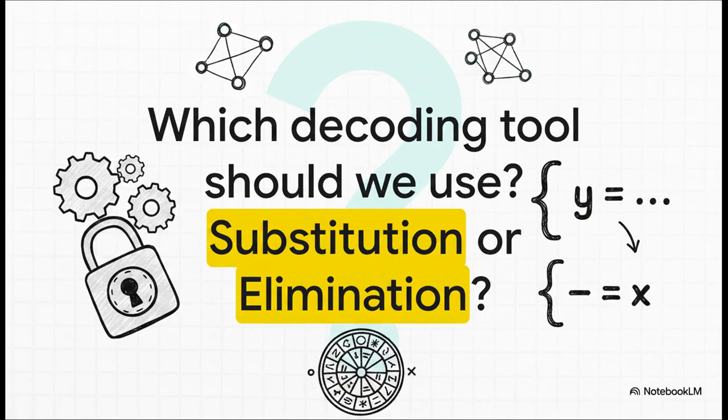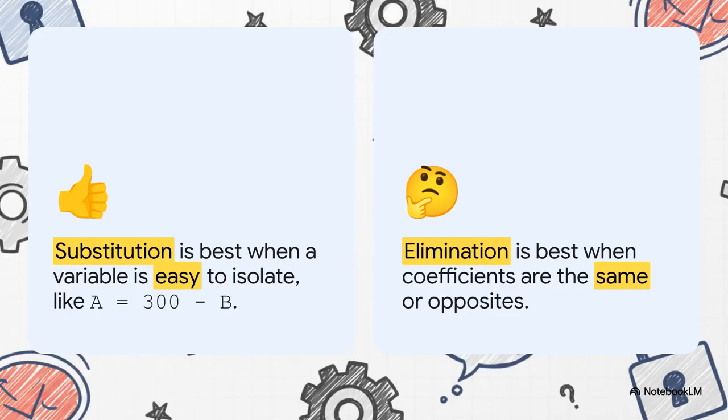Now for the fun part. You're the cryptographer now. Take a look at the system we just built. Which tool from our kit feels like the best choice here? Substitution or elimination? What do you think? Honestly, both methods would totally work.